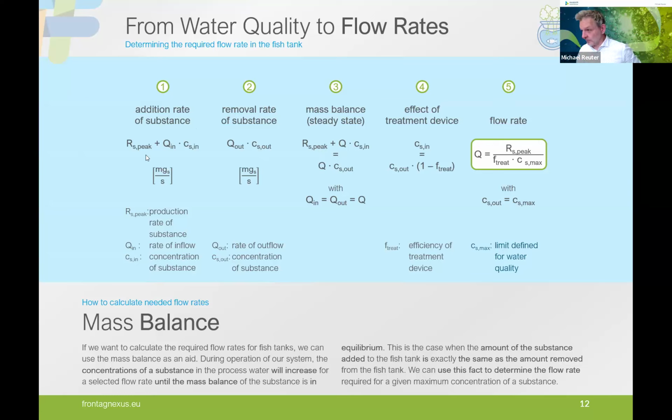We have this production rate, the peak production rate, because we have to design our system and the flow rates for the worst case. And what comes into the tank with the flow is the flow times the concentration of the substance in the flow that comes into the fish tank. Then we have the removal rate, that is just the flow out of the fish tank multiplied by the concentration of the substance in our fish tank. And these two terms have to be equal. That's what I have here in the mass balance at steady state. So what comes in is equal to what goes out.